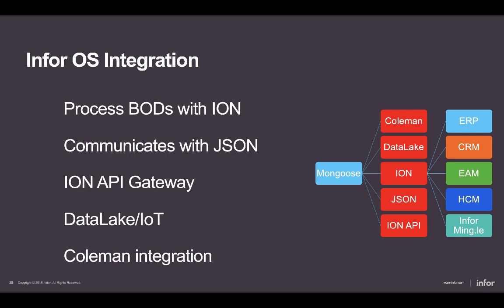Of course, ION API Gateway is something that we're building up to. We are ION API compliant today, but we're looking at building wizards that allow us to build on top of our mid-tier on top of ION API to simplify that process. And of course, with that, we can take advantage of things like Data Lake and Internet of Things as we go forward. And I think I mentioned earlier, we now are working on Coleman integrations with our digital assistant capabilities. And all of that really is leading us into the future.